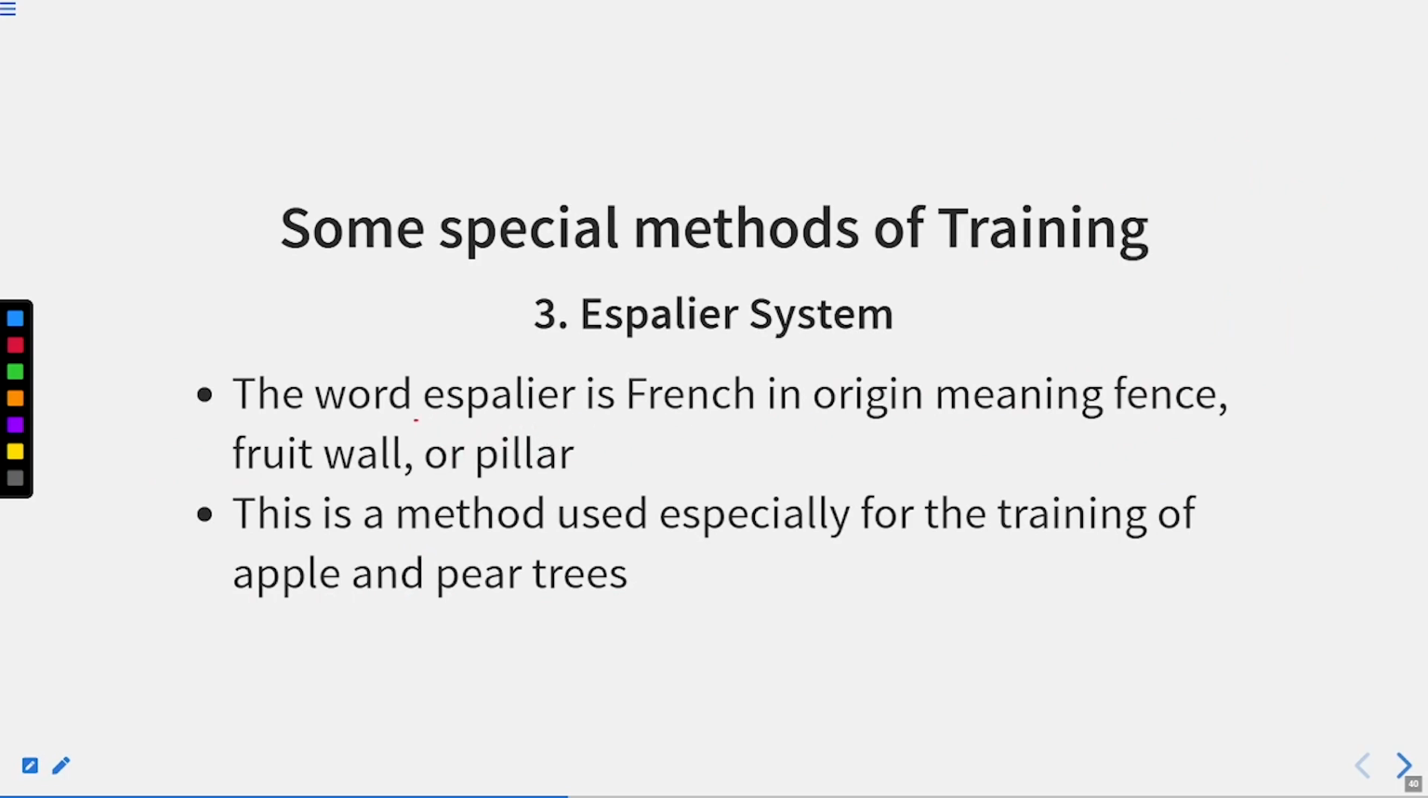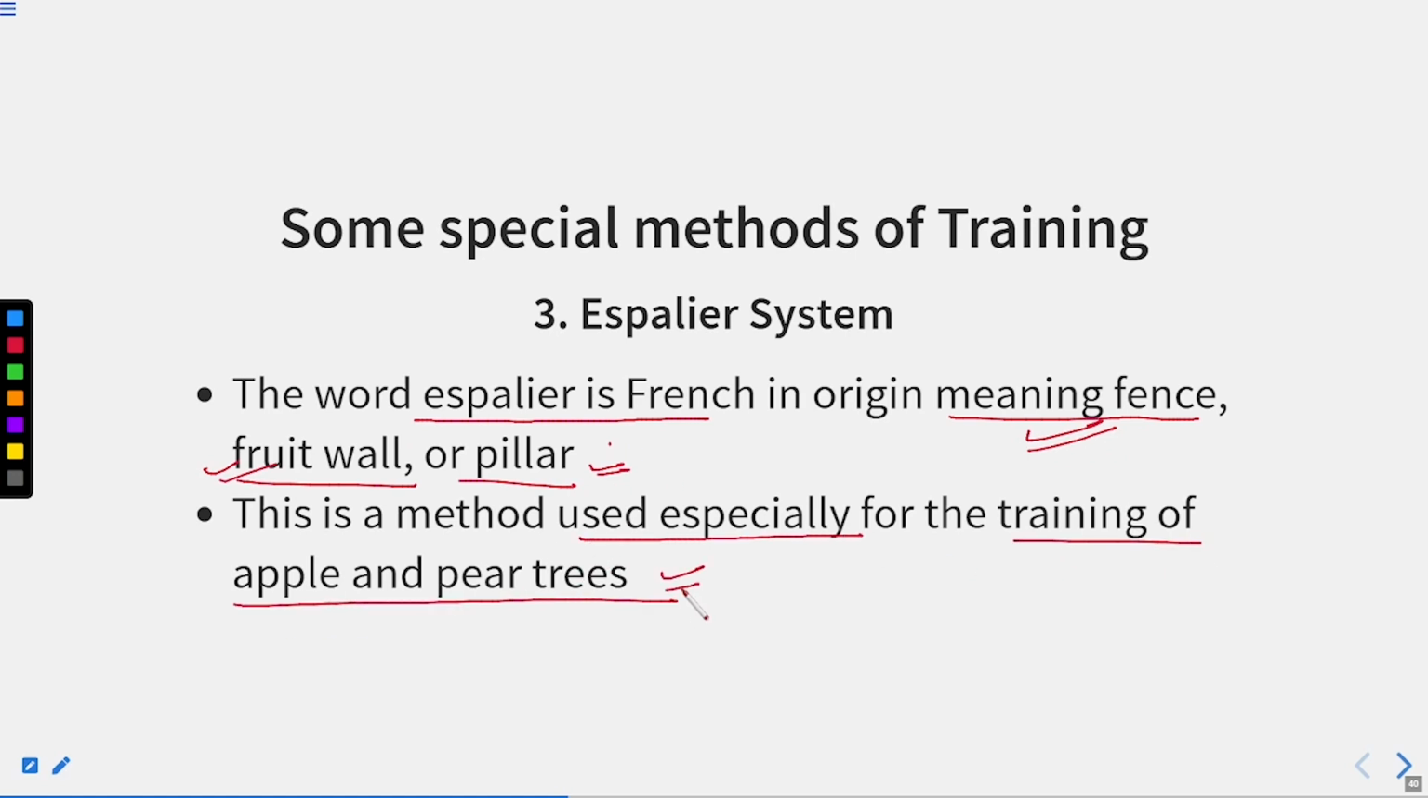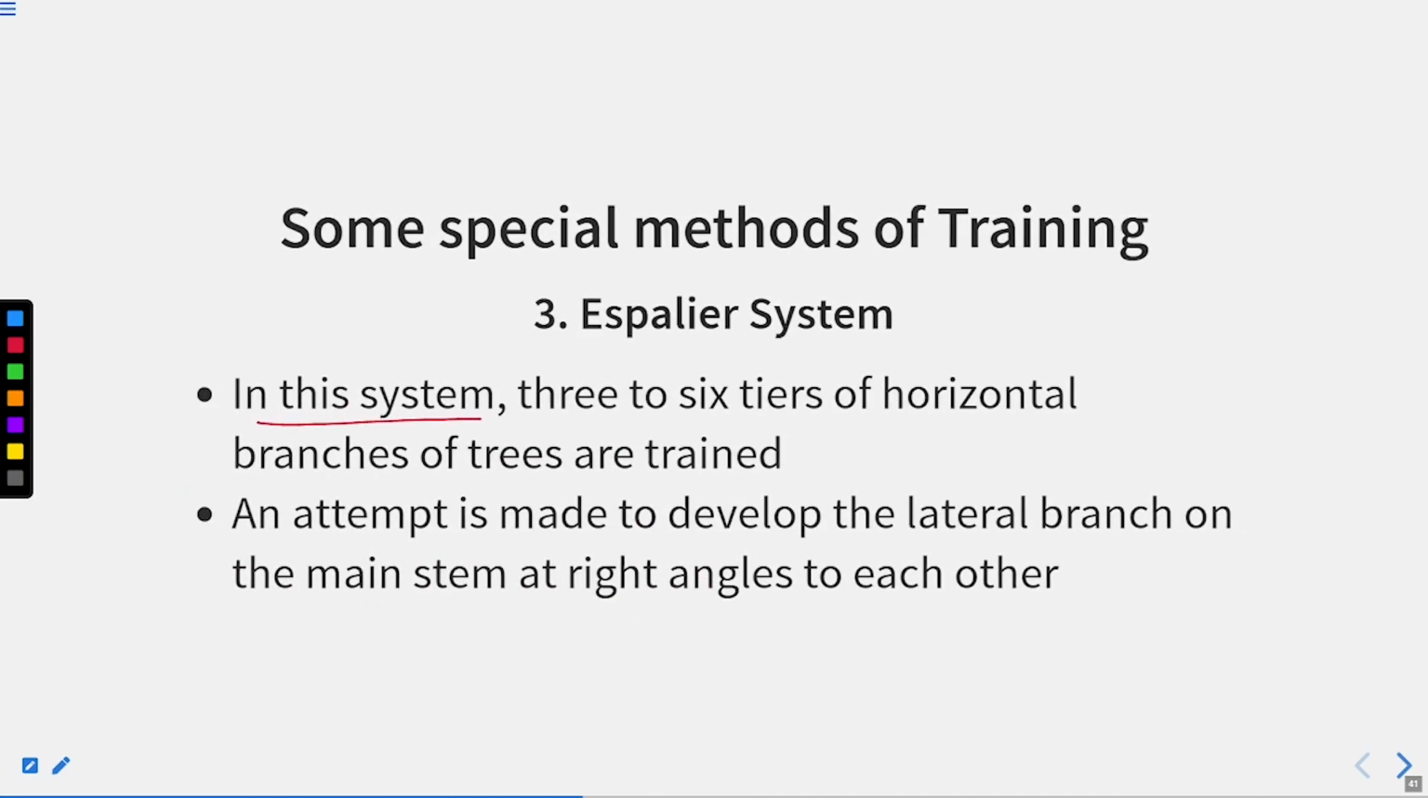The word espalier is French in origin, meaning a fence, fruit wall, or pillar, right? There are so many plants that we have seen in the garden acting as a fence, a fruit wall, or a pillar. So this method is used especially for training of apple and pear trees. In this system, 3 to 6 tiers of horizontal branches of the trees are trained, right?